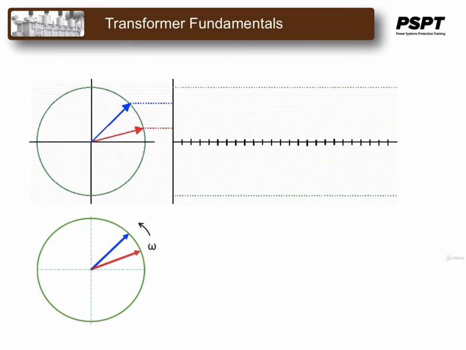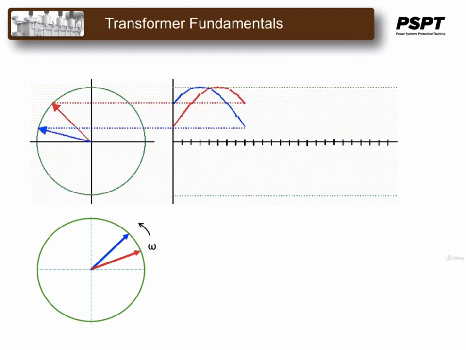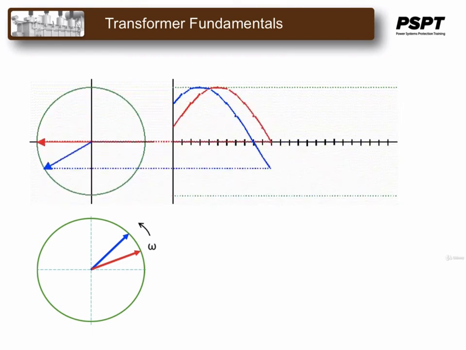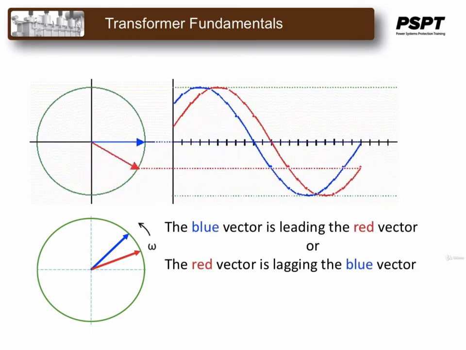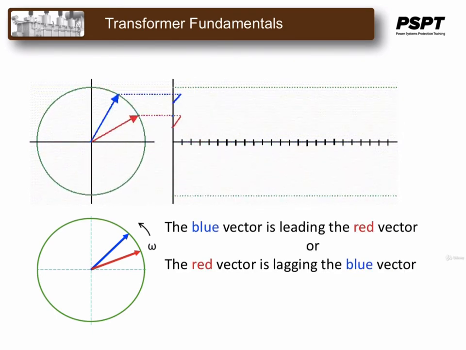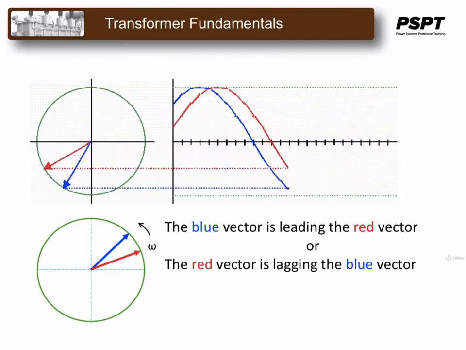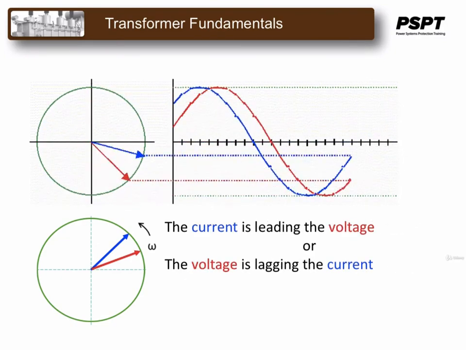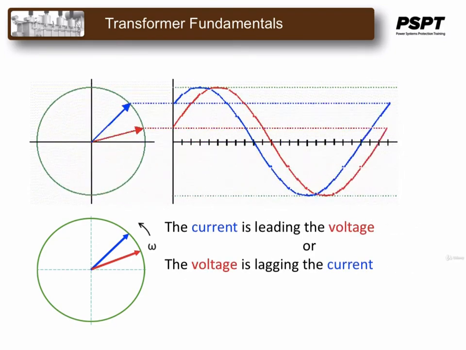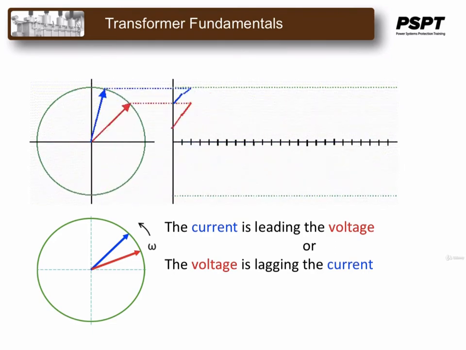When considering two sine waves that are not in phase, one wave is often said to be leading or lagging the other. This terminology makes sense in the revolving vectors pictured here. The blue vector is said to be leading the red vector, or conversely, the red vector is lagging the blue vector. These vectors could be current or voltage, or one of each. If the blue vector is voltage and the red vector is current, then the current is said to be leading the voltage, or conversely, the voltage is lagging the current.